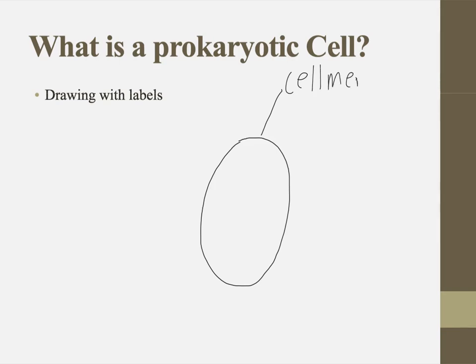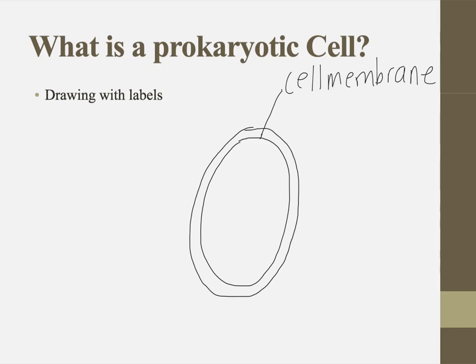This cell membrane can also be called the plasma membrane. Same thing, doesn't matter what you call it, okay? Just on the outside of that, all prokaryotes have a cell wall. Okay, so a cell membrane surrounded by a cell wall. All right, what else do they have on the inside?